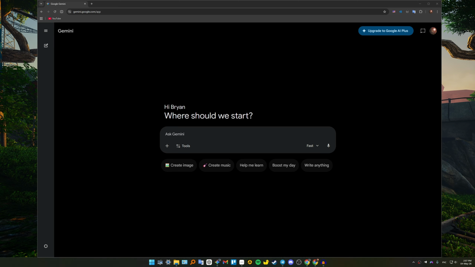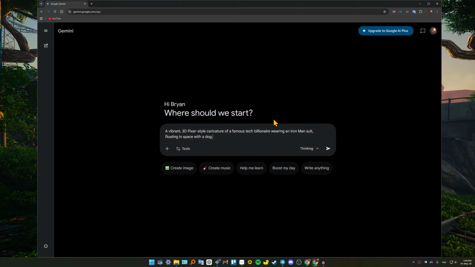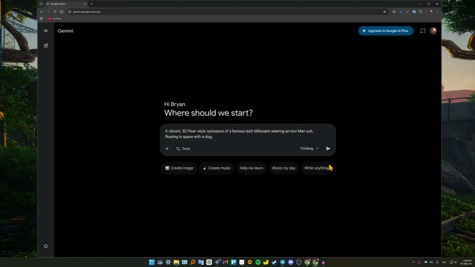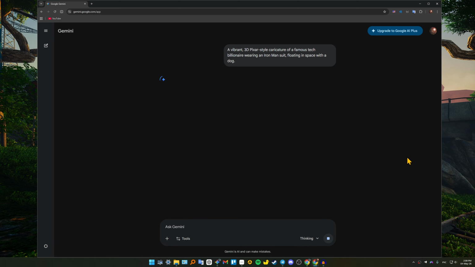So the secret is to avoid the word photo. Instead of asking for a person by name, you can just describe their iconic style or use the caricature mode. Let me give you an example prompt. Alright guys, this kind of prompt can be used. Then you can just use thinking. You can also use fast, it doesn't really matter. But if you're creating an image, which is the case in our situation, use the thinking model.